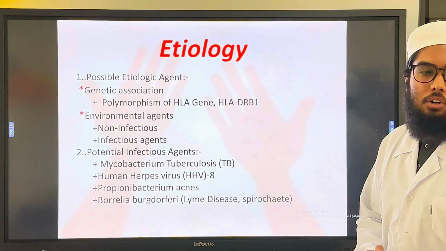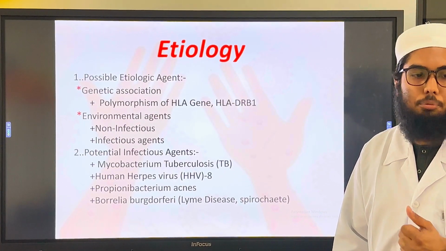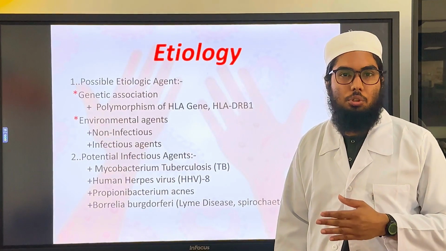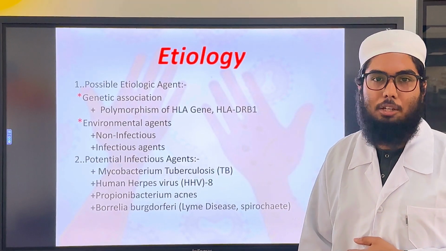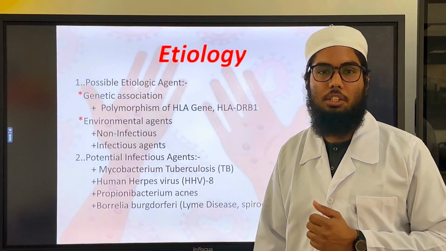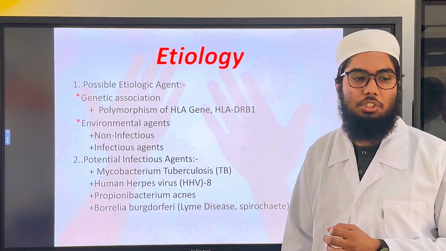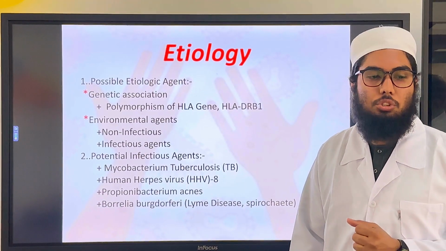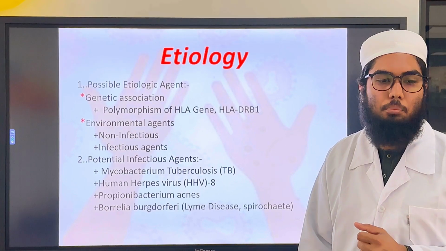There are two types of etiology. The possible etiological agents are genetic and environmental agents. In genetic association, we have polymorphism. We have the HLA gene and HLA-DRB1. In environmental agents, we have two: non-infectious and infectious agents. In the second, we have four potential infectious agents: Mycobacterium tuberculosis, human herpes virus 8, Propionibacterium acnes, and Borrelia burgdorferi.